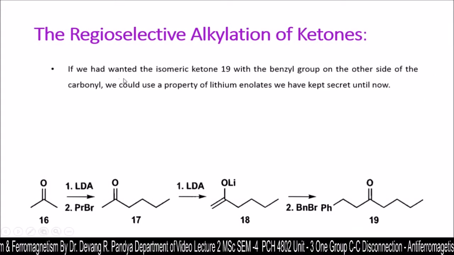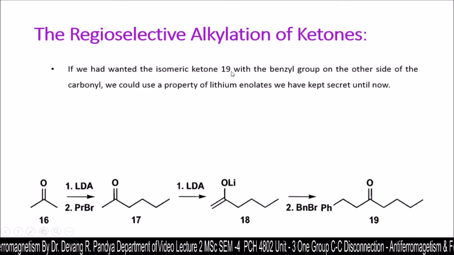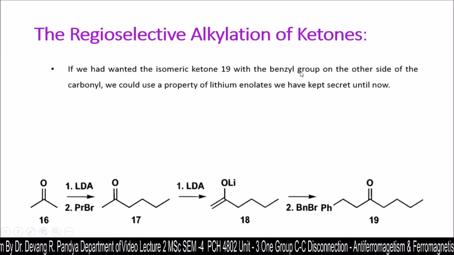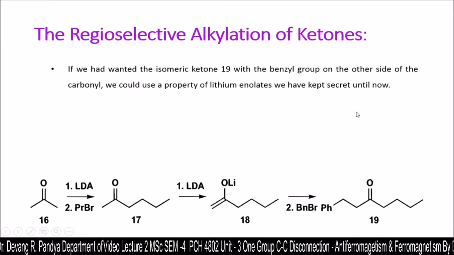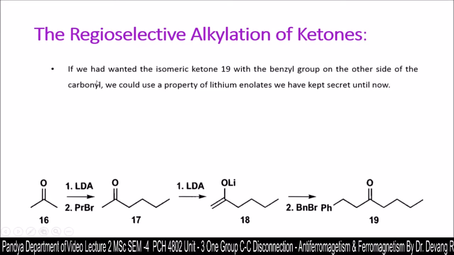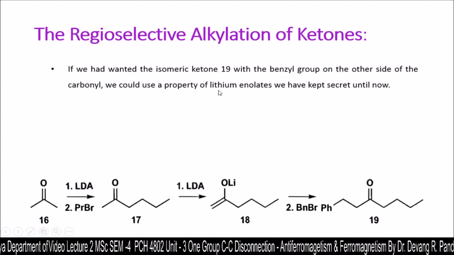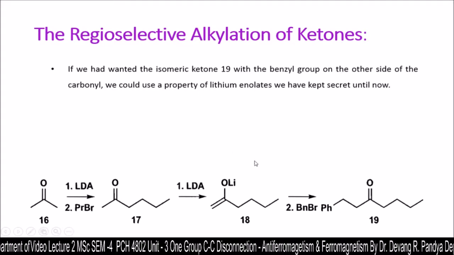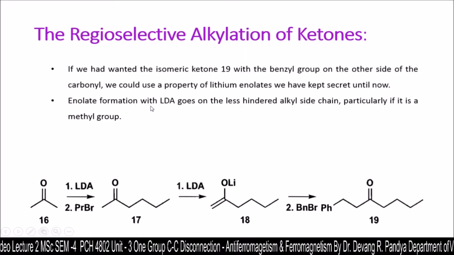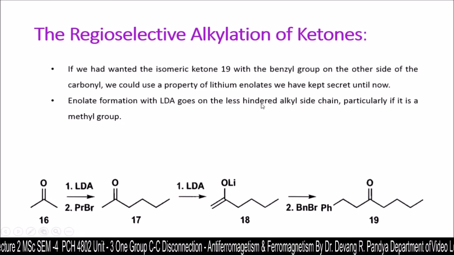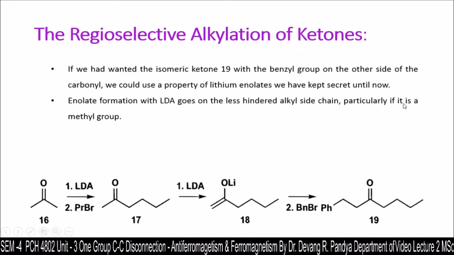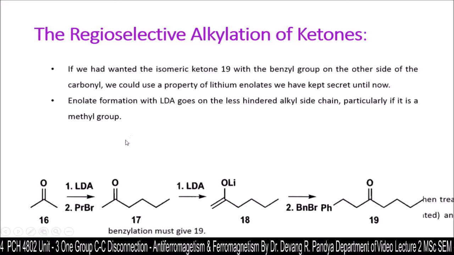If we had wanted the isomeric ketone, that is structure 19, this isomeric ketone, if we want to synthesize it with the benzyl bromide on the other side of the carbonyl compound, we could use a property of lithium enolate. We have kept it secret until now. Enolate formation with LDA goes on the less hindered alkyl side chain, particularly if it is a methyl group.